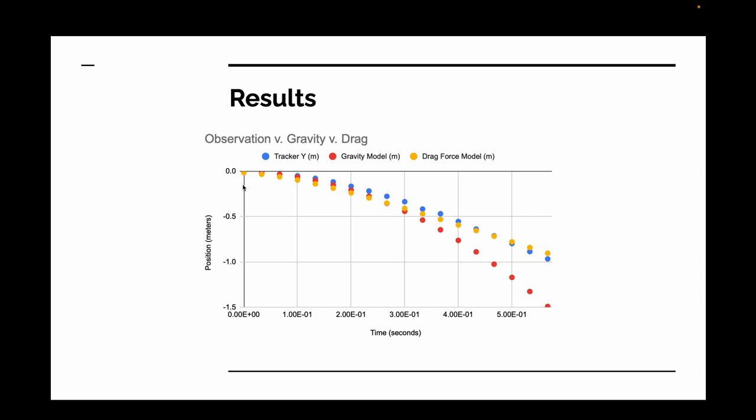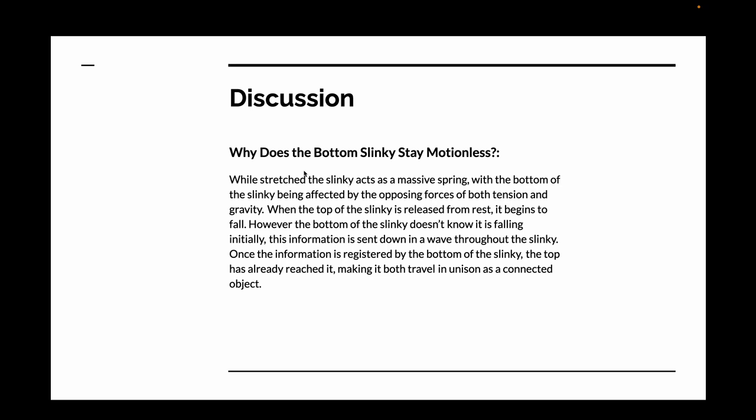Here are the results, and as you can see, the drag force model is much more accurate to the Tracker model, as the gravity model steeply declines, while the yellow and blue dots pair quite quickly, even meeting up at one point. So for the discussion, why does the bottom of the Slinky stay motionless?